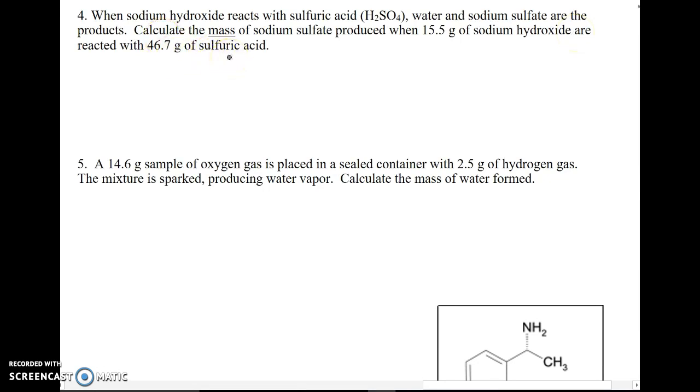So you'll notice you have 2 givens in this problem. And that's kind of a key to figure out, okay, I have a limiting reactant problem. If I'm given 2 different givens, here I have 15.5 grams of sodium hydroxide, here I have 46.7 grams of sulfuric acid, there's a good chance that I have a limiting reactant problem.